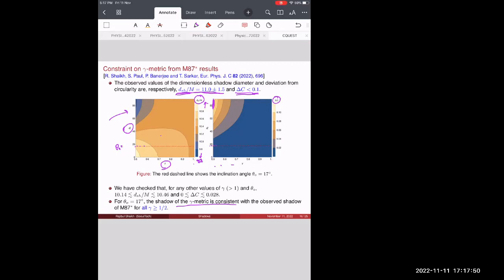We also considered gamma greater than 1. Here I have shown gamma from 0.5 to 1. For gamma greater than 1, if we consider different inclination angles, the angular diameter always lies in this range, and the deviation from circularity lies in this range, which is consistent with the observed value.